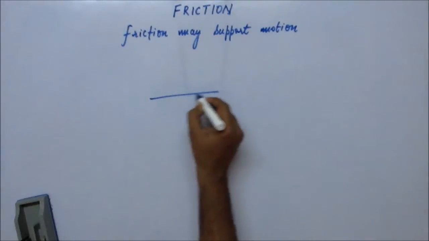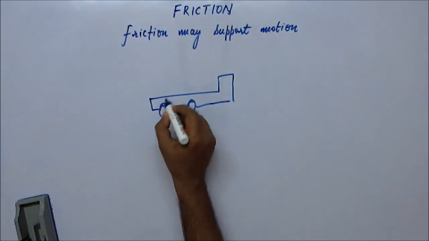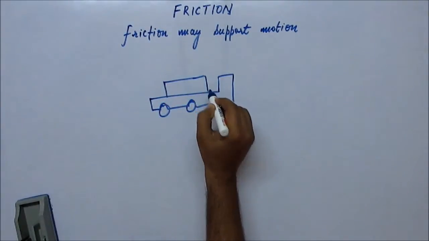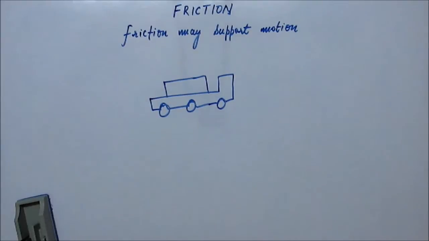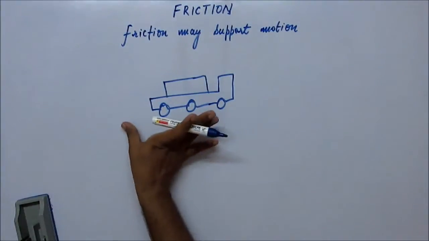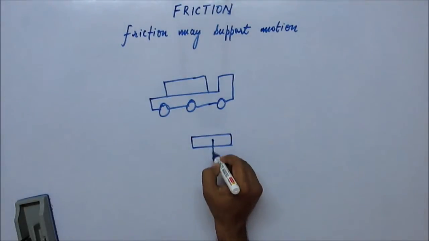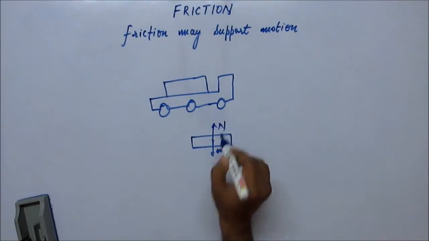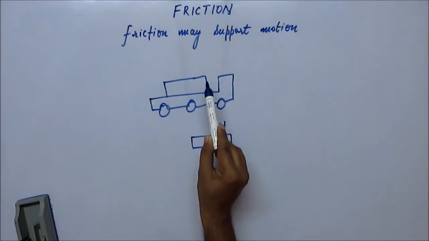Similarly, suppose a truck is carrying some goods and they are not chained, the goods are just kept like this, as is the case most of the time. If the goods are just kept like this, and had there been no friction between the goods and the truck, then the truck would have passed by and the goods would have remained there, because the forces acting on the goods would be mg and normal reaction, and the only horizontal force that would be acting on the goods would be the friction force. And now you have to work out the direction of the friction force. What will be the direction of friction force acting on these goods?